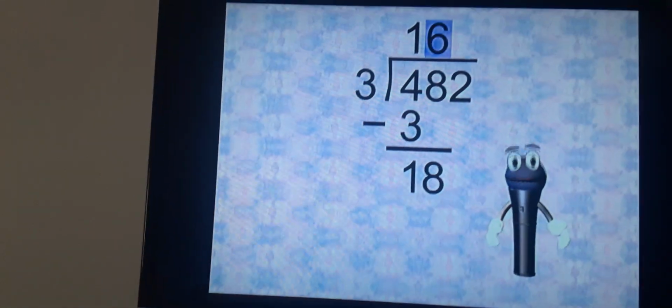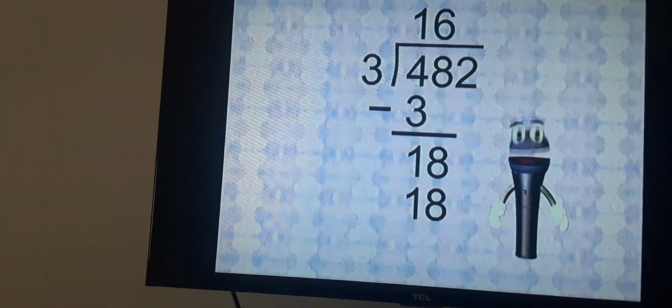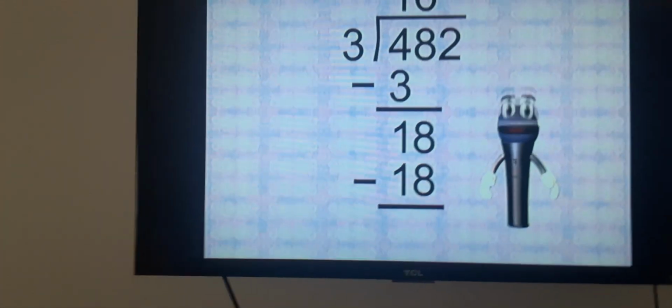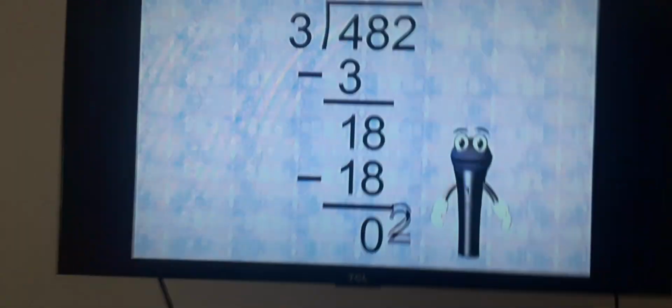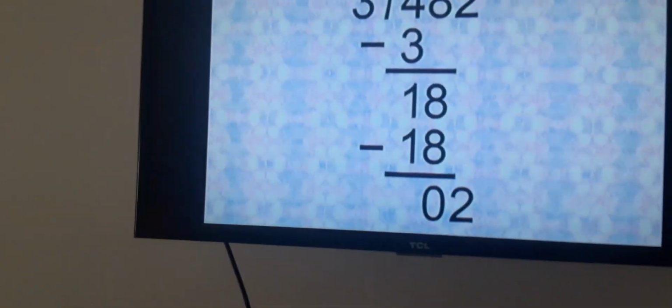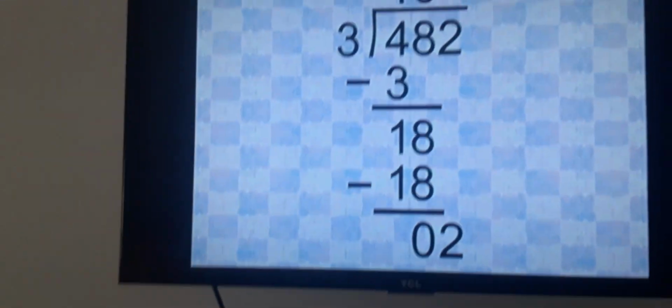Step C. We put a 6 for the quotient in the tens place. 3 times 6 equals 18. When we subtract 18 from 18, we get 0. The 2 is left in the ones place. We bring down the 2. Step D. 3 will not divide into 2 as a whole number, so in the quotient we put a 0 above the 2.